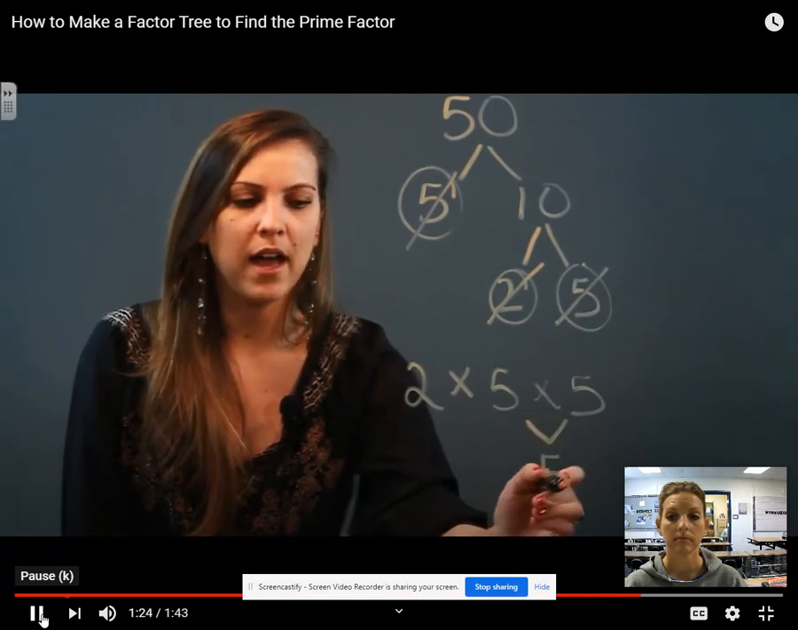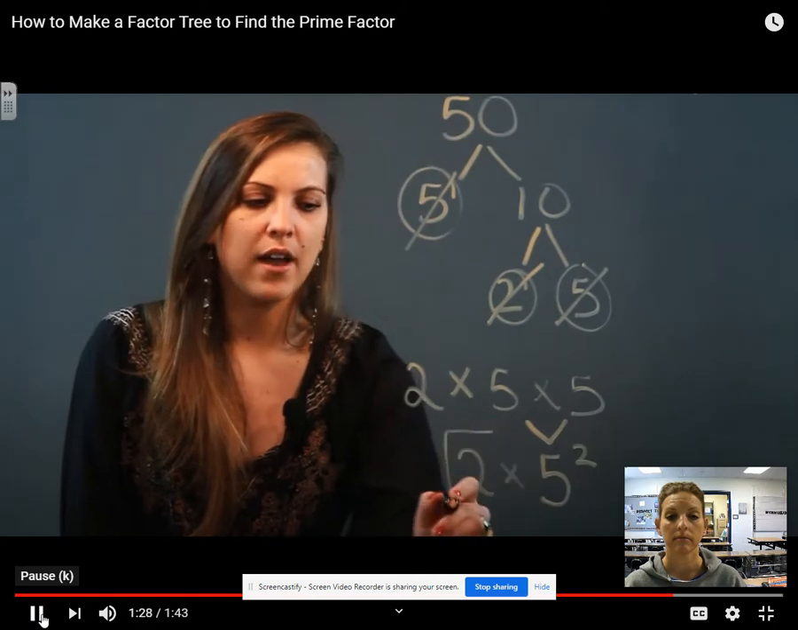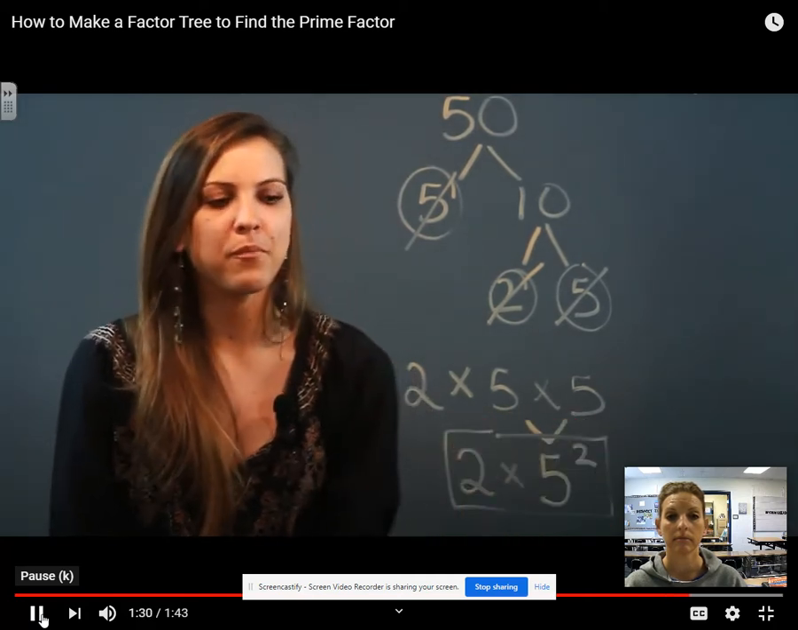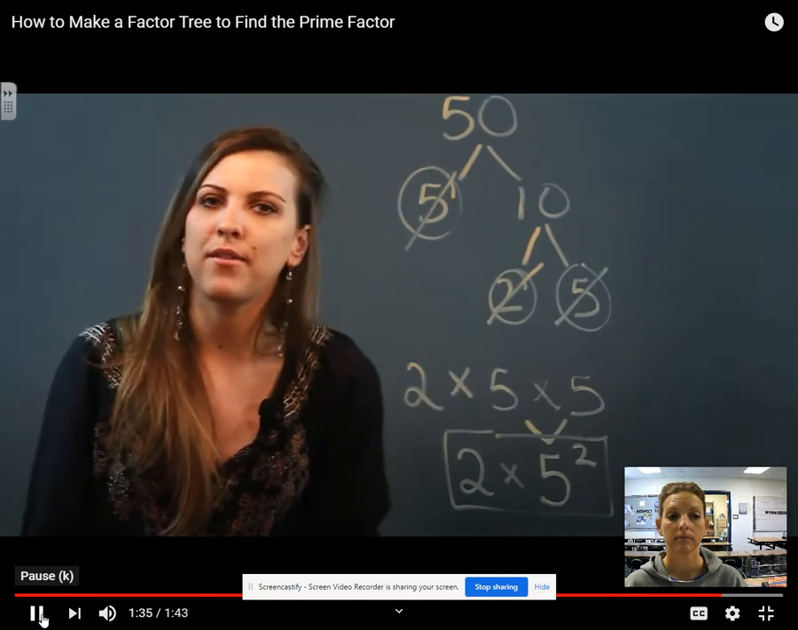So 5 times 5 is the same thing as 5 squared. So we're going to write 2 times 5 squared. And that is the prime factorization of 50. And that's how you use a factor tree to find the prime factorization.